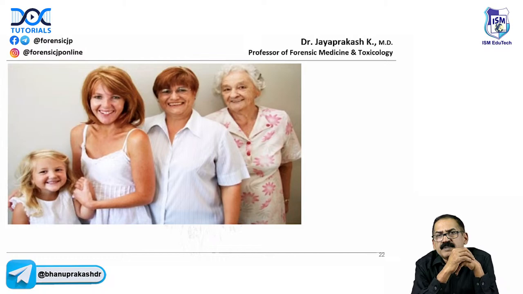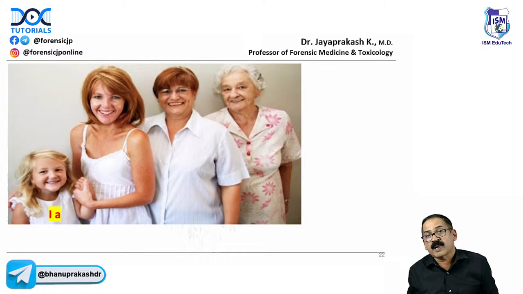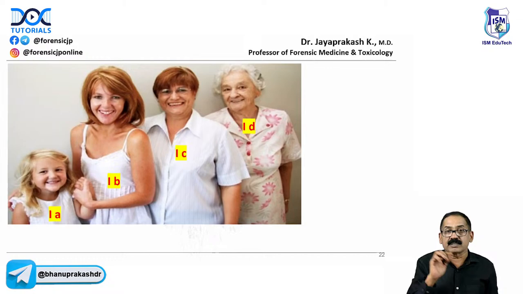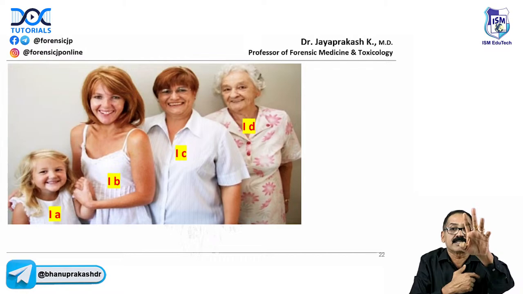First one is the small baby. I consider her as 1A. 1A is due to what? She is due to her mother. Mother I consider as 1B. Her mother is due to her grandmother. Grandmother I consider as 1C. Her grandmother is due to her great-grandmother. That I consider as 1D. So, what comes last should be the first in the death certificate. What comes first should be the last in the death certificate.